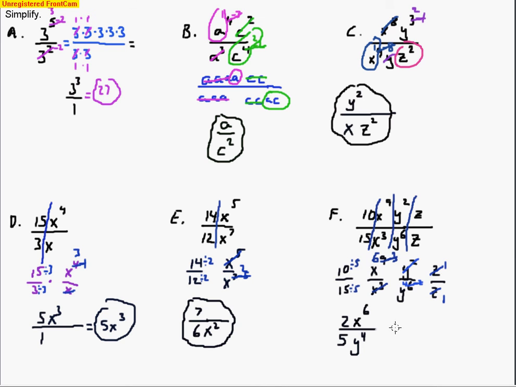We can erase the part of that fraction bar and just circle the rest of the answer. So our answer would be 2x to the 6th over 5y to the 4th. The next part will have some powers raised to powers.